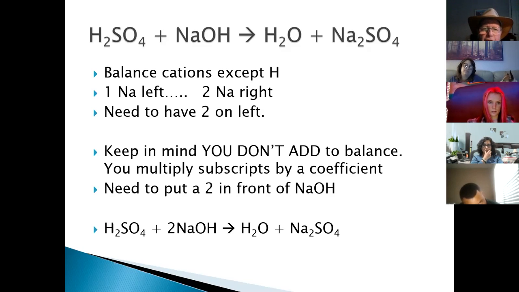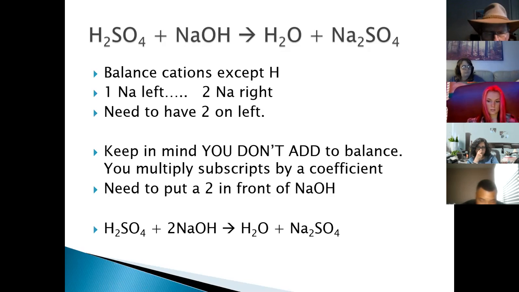Now, I said balance cations except hydrogen. Hydrogen's the only other cation here, so I'm going to leave that alone for a second. I have SO4. No parentheses. There's one of them on the right, one of them times one coefficient, one on the right. There's one on the left. Are my SO4s balanced? Yes.